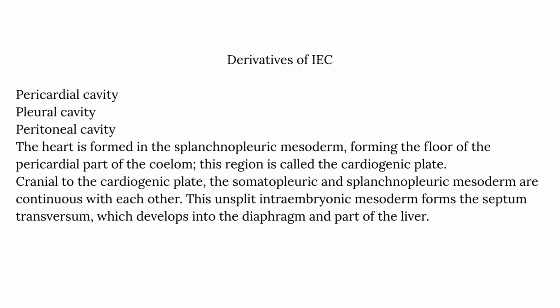The heart is formed in the splanchnopleuric mesoderm, forming the floor of the pericardial part of the coelom. This region is called the cardiogenic plate. Cranial to the cardiogenic plate, the somatopleuric and splanchnopleuric mesoderm are continuous with each other. This unsplit intraembryonic mesoderm forms the septum transversum, which develops into the diaphragm and part of the liver.